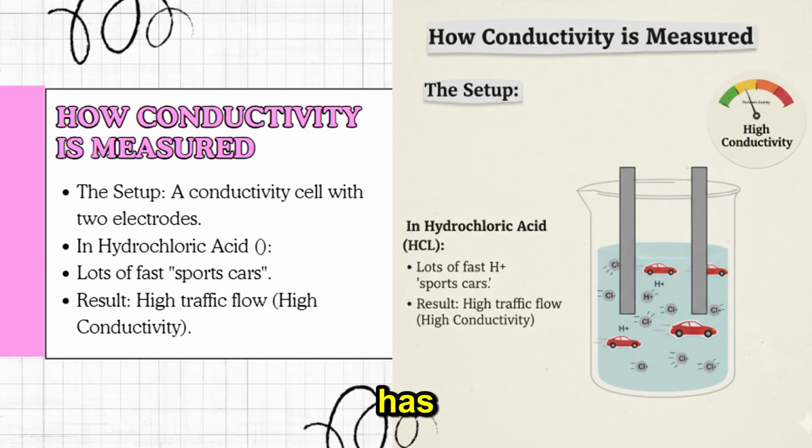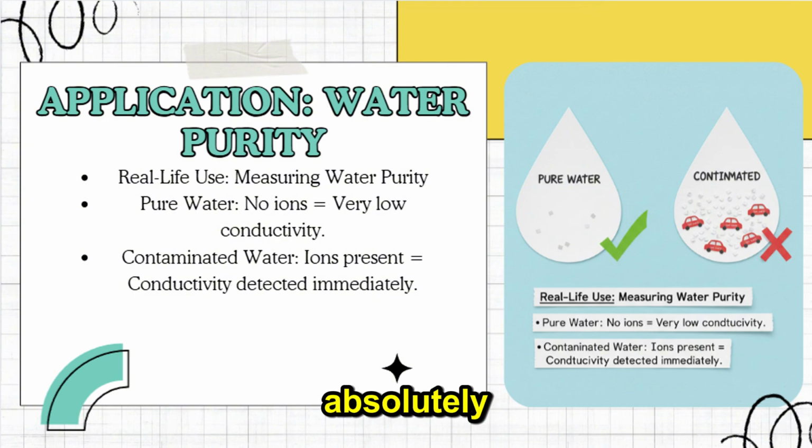This principle has a very common and important application, measuring the purity of water. Absolutely pure, deionized water has almost no ions in it, no cars on the highway, so its conductivity is extremely low. Even a tiny bit of salt contamination will add ions, and the conductivity meter will immediately detect it.